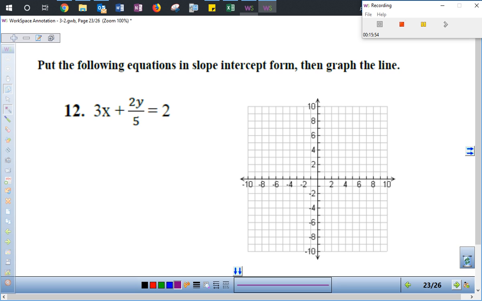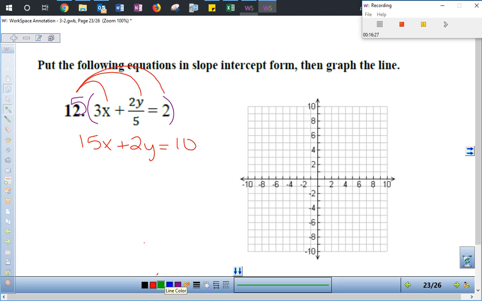Now, if we go to number 12, notice we have a fraction going on in here. The y is stuck in the numerator of this fraction of 2/5. So, to solve this, the first thing we should do is get rid of this fraction. So I want to multiply my entire equation by 5. And when I do that, 5 times 3x gives me 15x. 5 times 2y over 5 is going to cancel out that denominator and give me a 2y. And then 5 times 2 is 10.